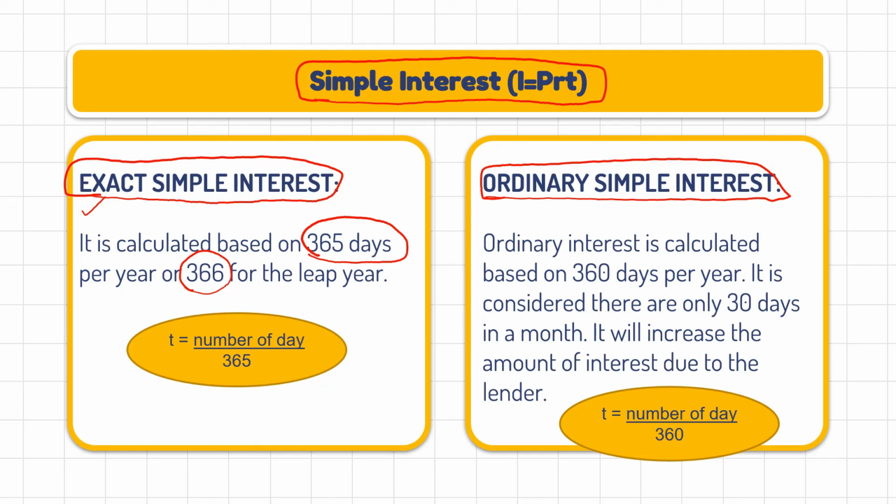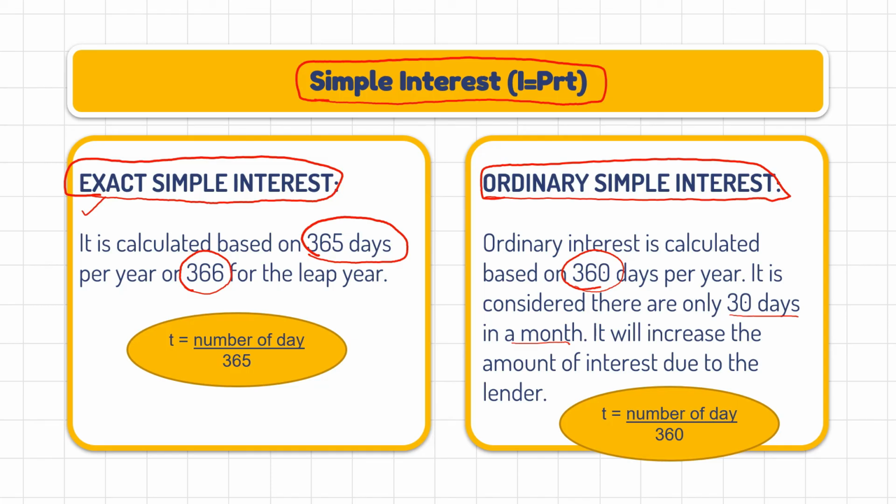Whereas ordinary simple interest is calculated based on 360 days per year. It is considered there are only 30 days in a month. It will increase the amount of interest due to the lender. Therefore, for ordinary simple interest, our T will be equal to number of days divided by 360. Why do we need to know about these two types of simple interest?